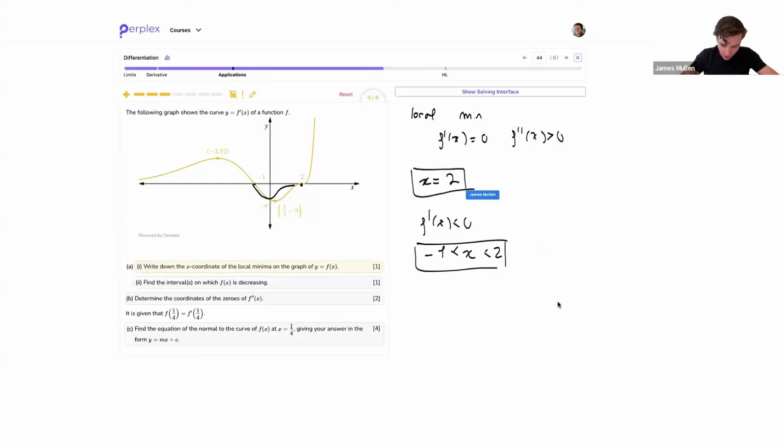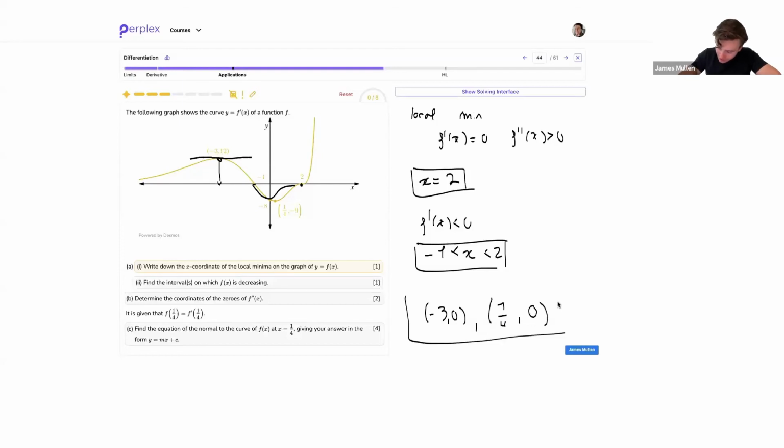Okay? Now, we want to determine the coordinates of the zeros of f prime prime of x. So a 0 of f prime prime of x is a stationary point on f prime of x. So I'm going to have 1 at minus 3 comma 0, because a 0 has a y coordinate of 0. And the other one is going to be 1 over 4 comma 0, because I have another stationary point on f prime at 1 over 4. Those are my answers. Okay.